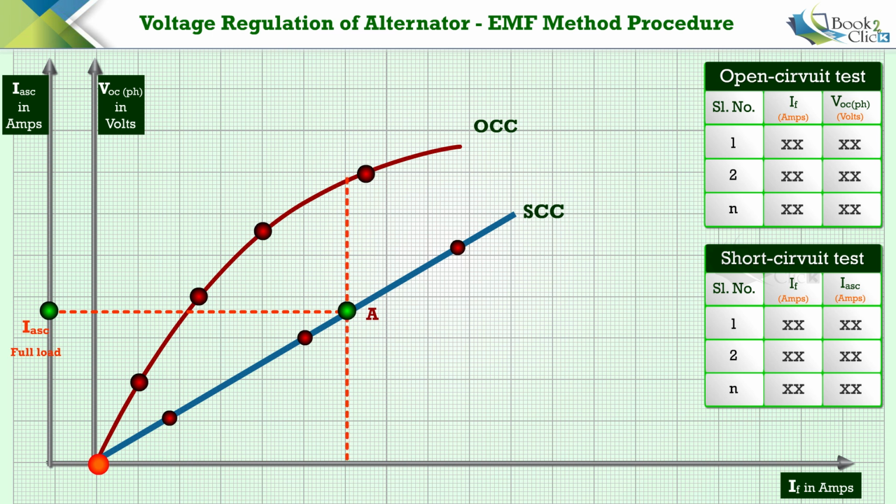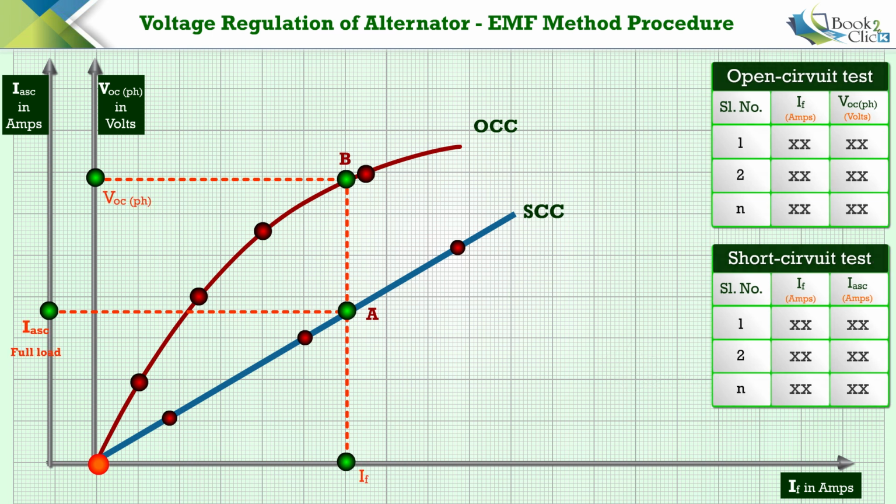Draw a vertical line from point A to the x-axis and OCC. This vertical line will intersect the open circuit characteristics at point B. Now, draw a horizontal line from point B to the y-axis, which represents the open circuit voltage VOC per phase. The point at which this horizontal line meets the open circuit voltage axis is the value of VOC per phase at the field current that gives the rated current.